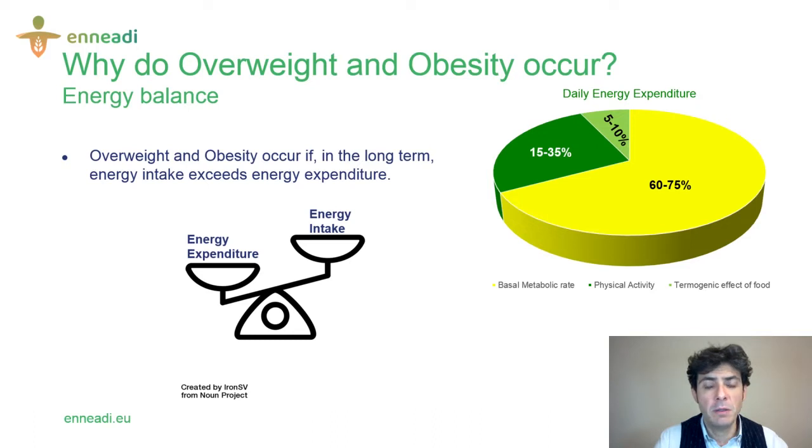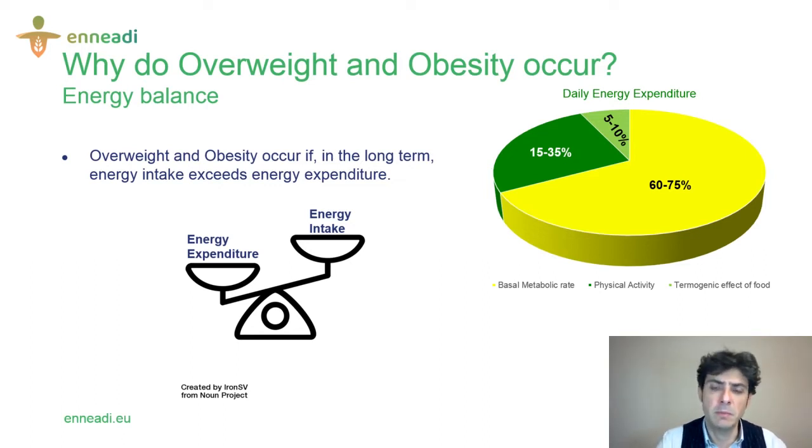Overweight and obesity are, of course, related to many different factors: genetic factors, physiological factors, cultural factors, metabolic factors. But something that has to be extremely clear in our minds is that overweight and obesity occur if, in the long term, the energy intake exceeds the energy expenditure. In other words, it means that overweight and obesity occur if we introduce through foods more energy with respect to the energy consumed by performing our daily activity.